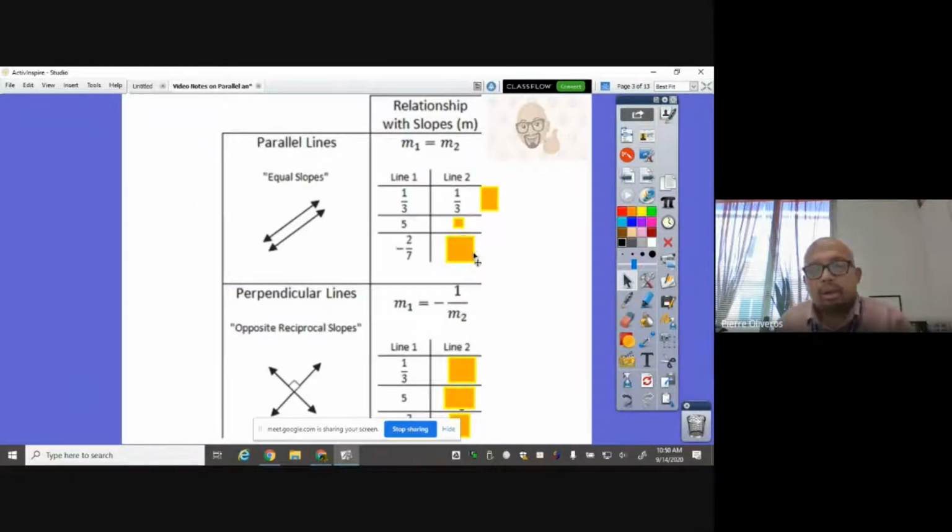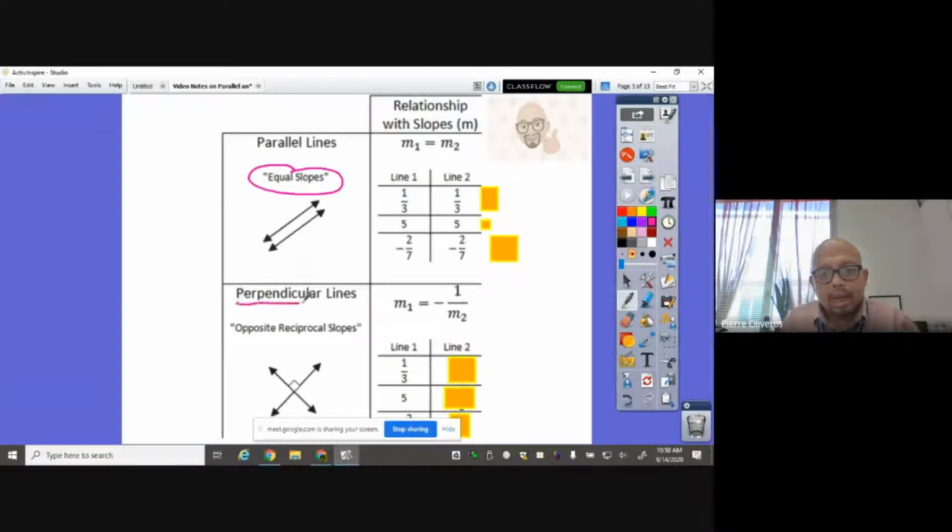So it's really a good idea to identify their slope. For line 1, if it's 5, this has to be also equal to 5. If this is negative 2 over 7, this has to be also equal to negative 2 over 7. That's very simple, right? So again, parallel lines have to have equal slope.